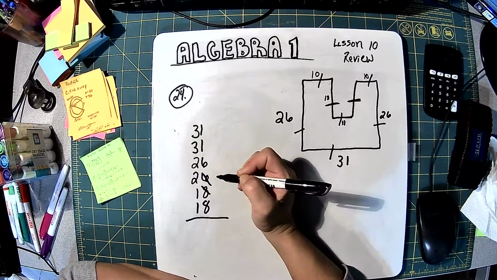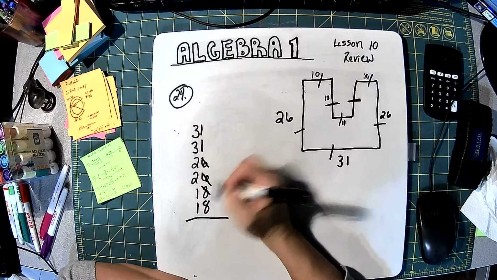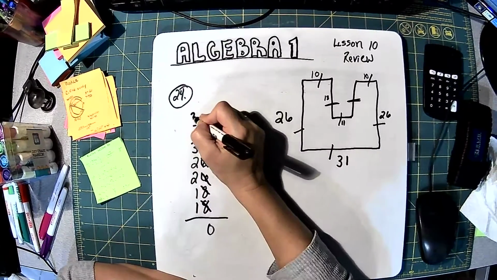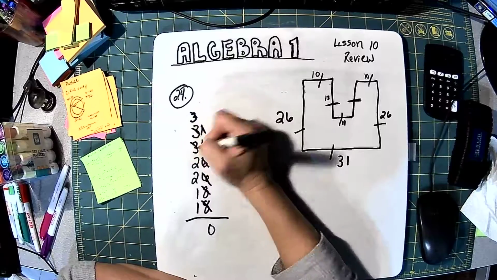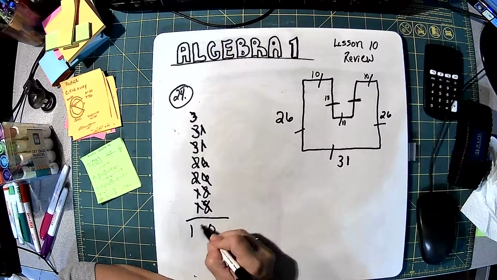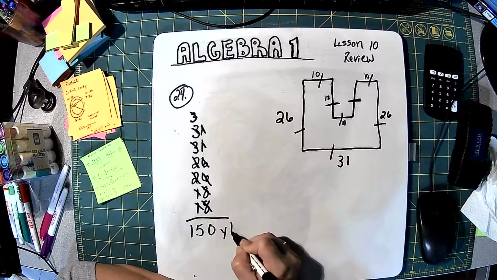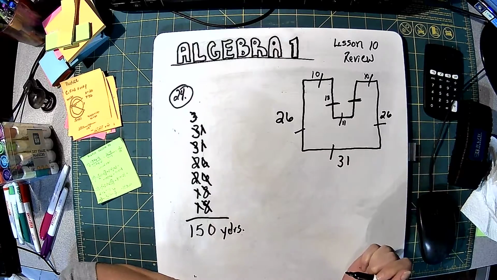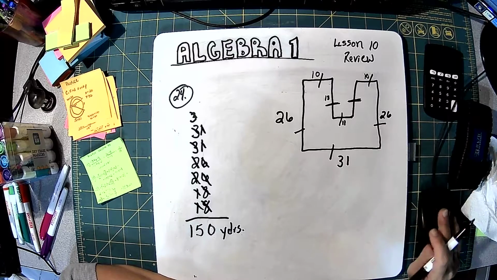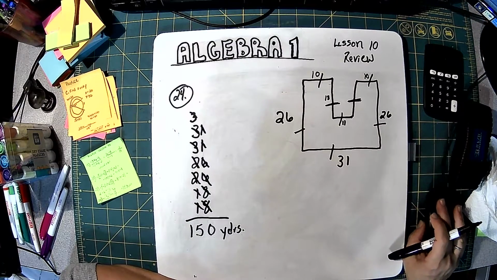6 and 8 is 14, plus another 6 makes 20. 28, 29, 30. Carry my 3. 3, 6, 9, 10, 12, 14, 15. It's 150 yards. So that's the answer to that one. All right, that was a review over the problems that you guys missed from Lesson 10.